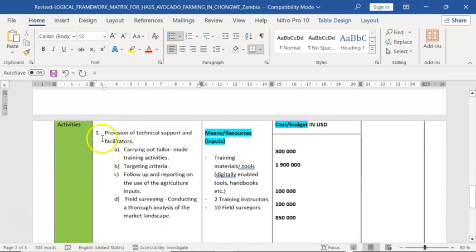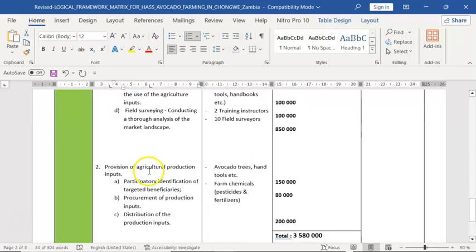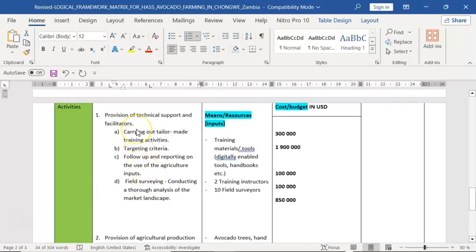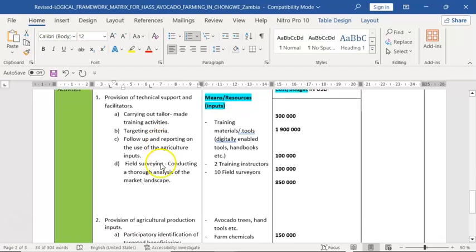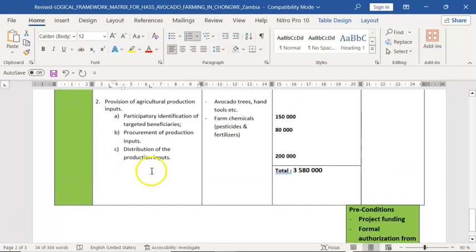Then come down to the activities. The activities now become carrying out tailor-made provision of technical support to the facilitators. So this is what I said. These are the major activities. So all these are details which are not supposed to be here. But for this particular student, she found out that these are also somehow major categories of activities, and she maintained them here. It's fine. It's fine if you feel so.